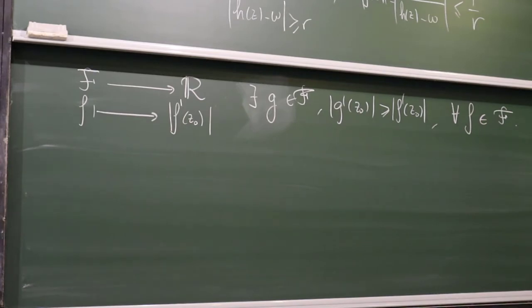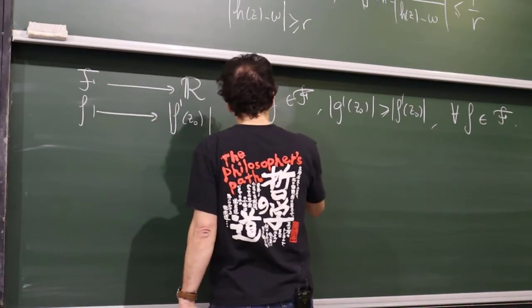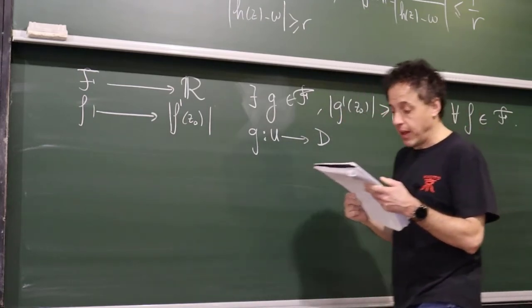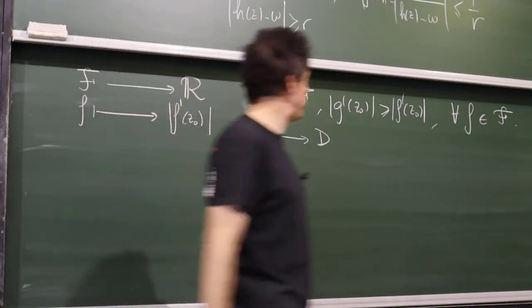So we take a maximum. g is injective. So g is a holomorphic and injective map from U to D. Assume it is not bijective.